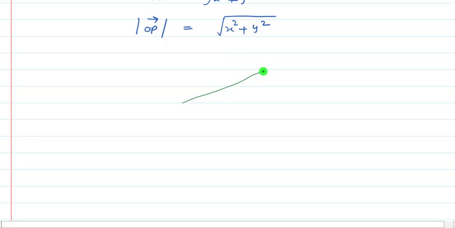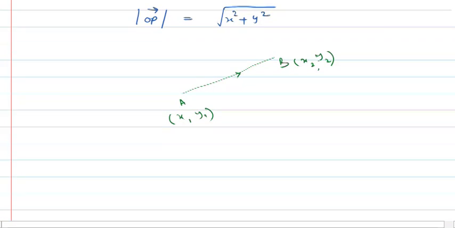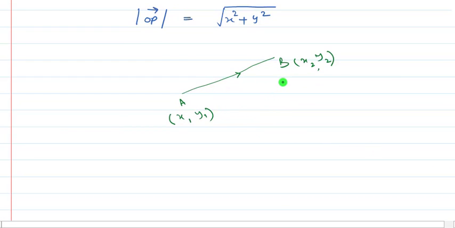Now let's talk about the component form of vector AB, joining 2 points. In the above discussion we took only 1 point, but here I am taking vector AB directed from A to B with 2 points A and B. Let the coordinates of A be x1, y1 and the coordinates of B be x2, y2. So if we need to find the component form of vector AB, then vector AB is equal to x2 minus x1 I cap plus y2 minus y1 j cap.